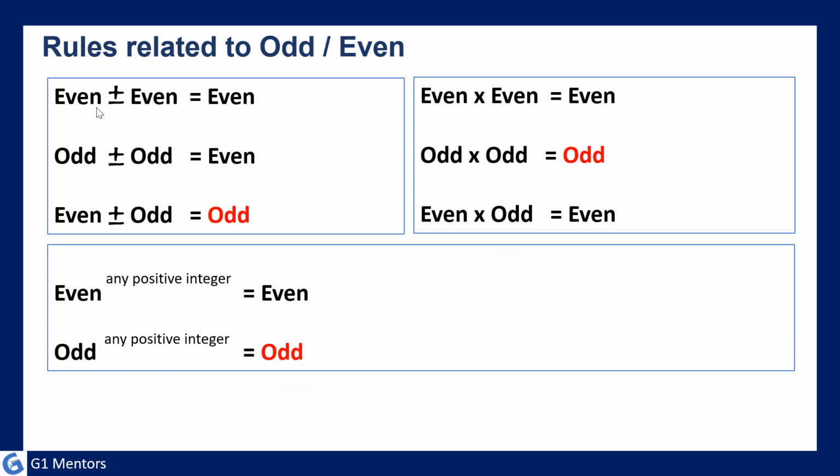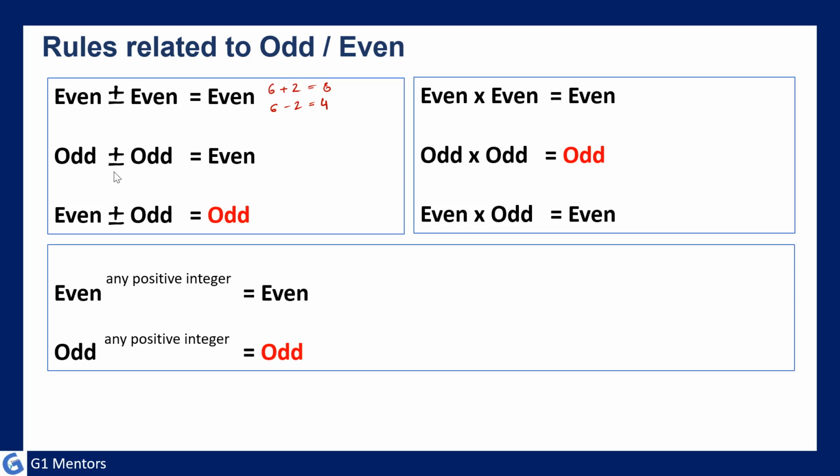If you add or subtract any even number to an even number, it results in an even number. So for example, let's take an even number 6, another even number 2. If we add them, we are definitely going to get an even number. If we subtract two even numbers, then also we are going to get an even number.